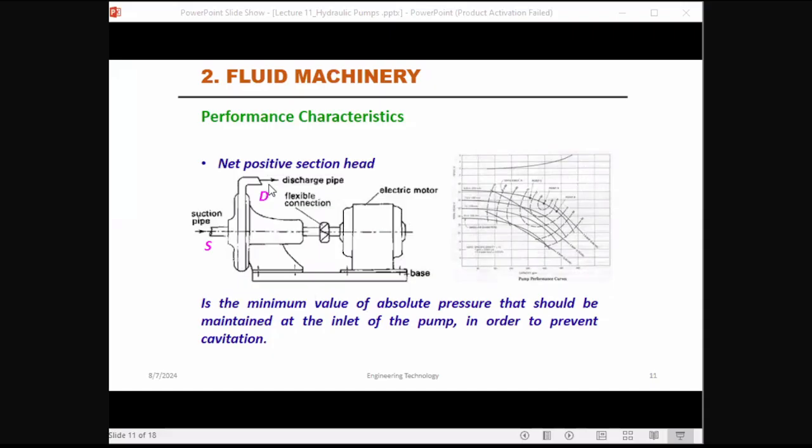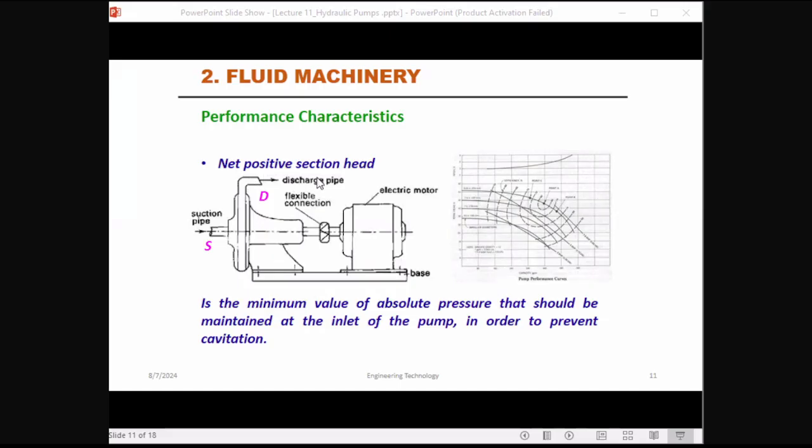Then, what is the net positive suction head? It is a very critical thing in centrifugal pumps. You can identify the characteristic of a centrifugal pump using this net positive suction head. Its short name is NPSH.